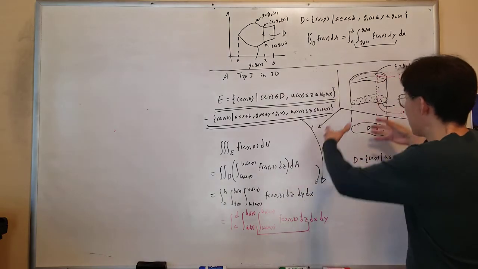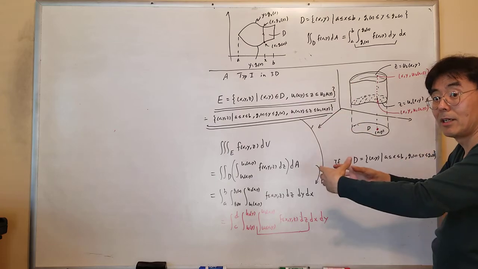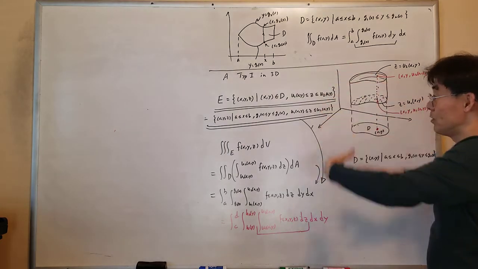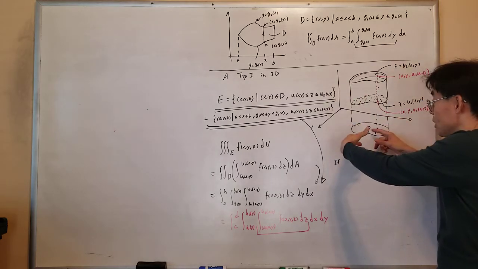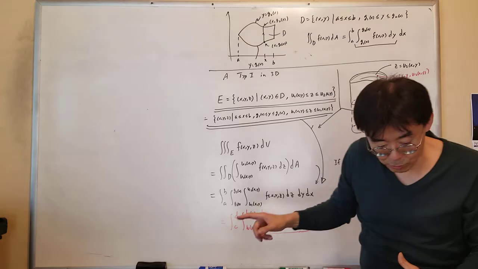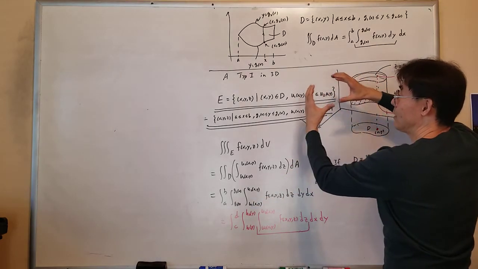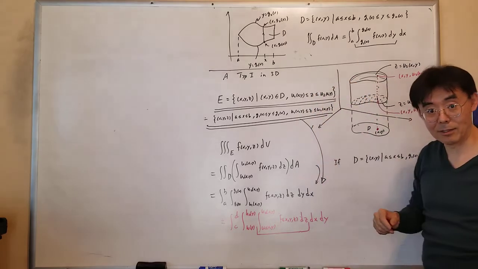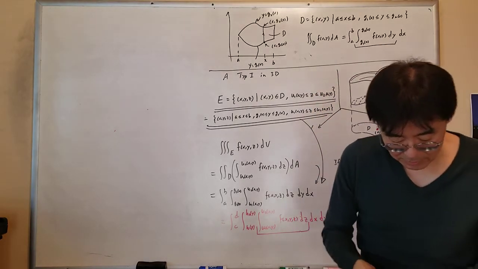Type 1 was a generalized cylinder, right? Along the direction of z, right? So your projection onto the xy plane is our domain D. Type 2 will be now your generalized cylinder along the x-axis, as you can see in the picture.